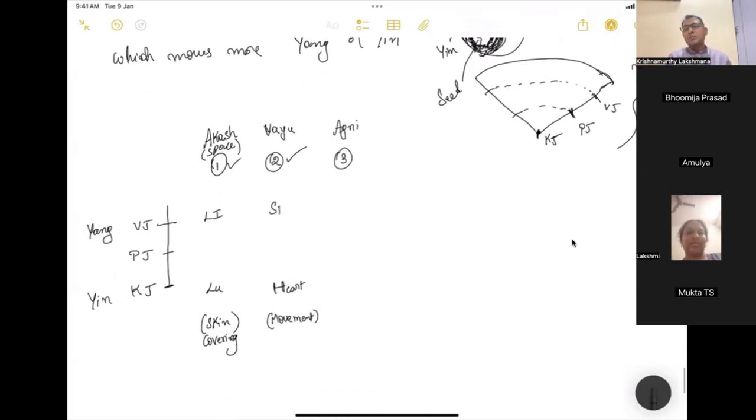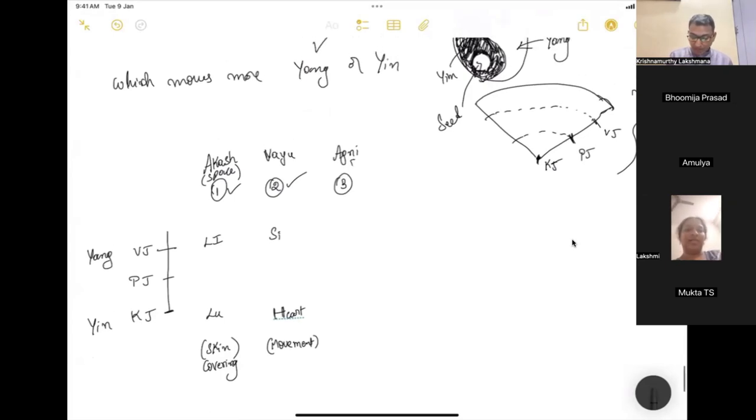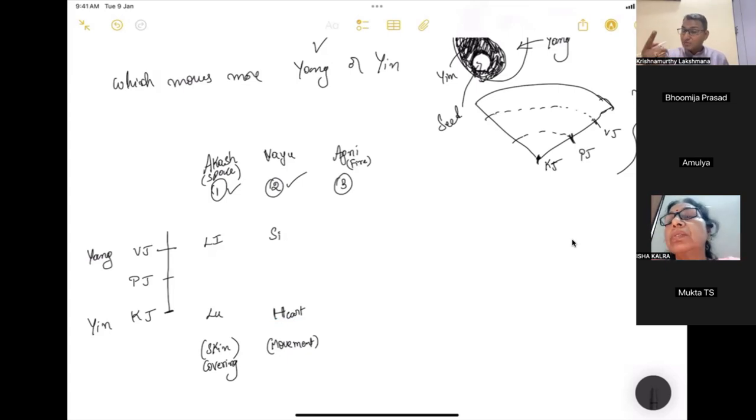So Agni means fire, right? What is the work of fire? It moves upwards, but what is its work? Heat creating. Transformation. Digestion. To transform.